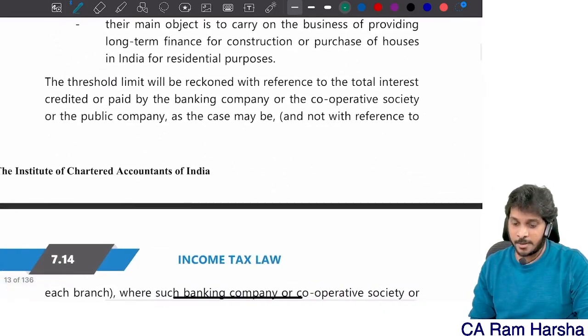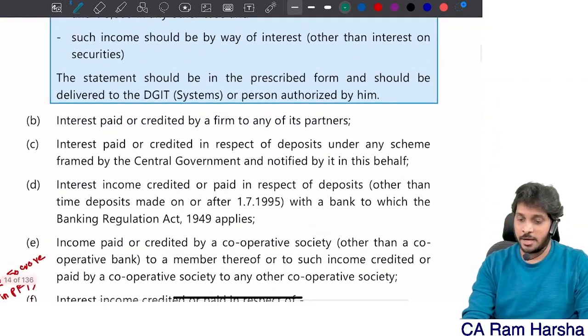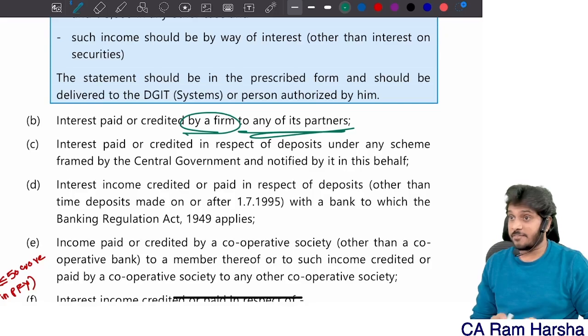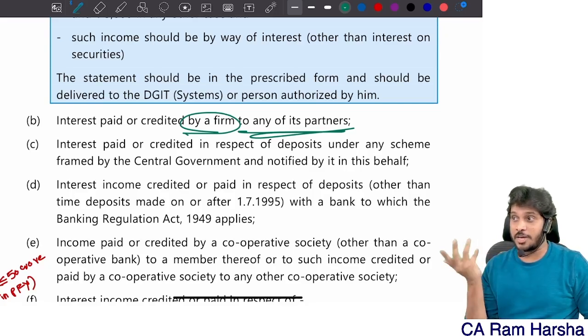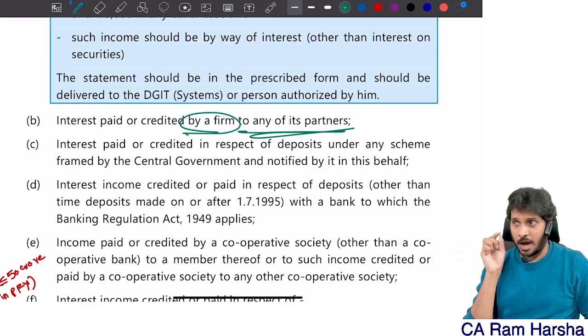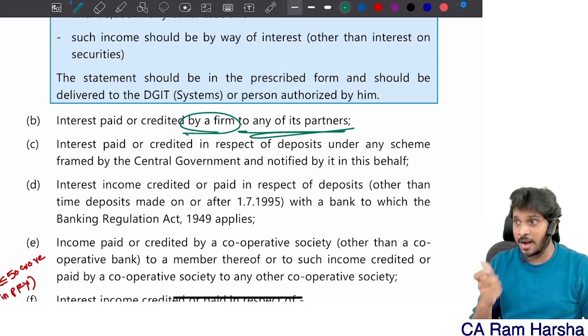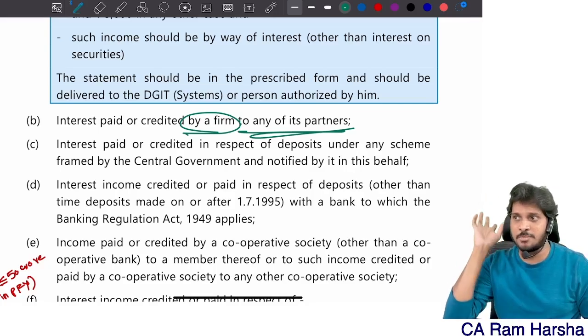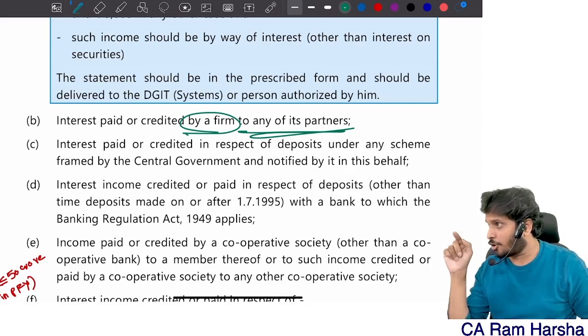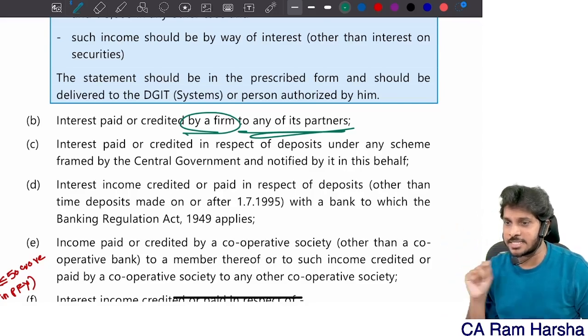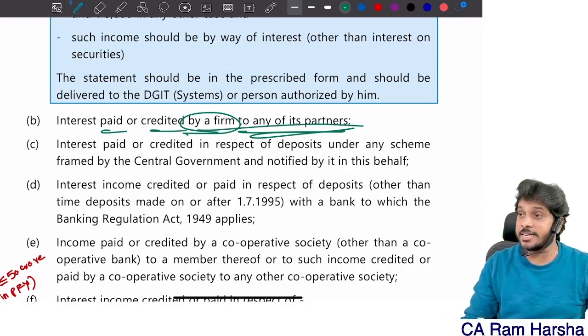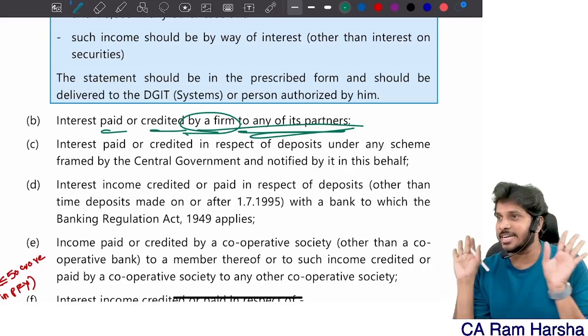Not only that, if the interest is paid by a firm to a partner, if a partnership firm is paying interest to their partner, for the firm up to 12% they can claim deduction. In the hands of the partner, up to 12% is taxable under PGBP income. Yes or no? Section 40B, assessment of firms, clearly says that. So interest paid or credited by a firm to its partner, no need to deduct TDS.